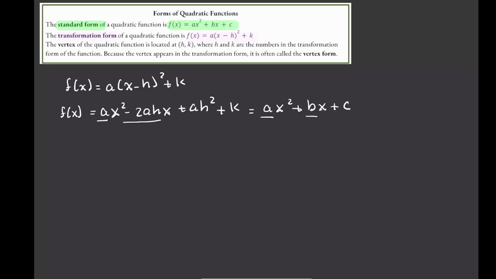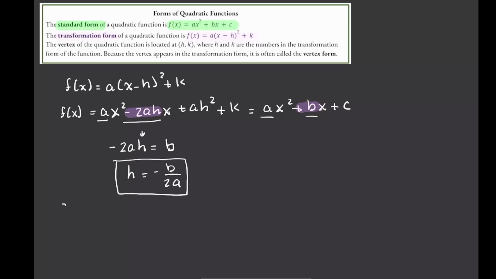Now I am going to take the coefficients in front of the x variable and set them equal to each other. So −2ah is equal to b. And I am going to solve for h here. So h is equal to −b/(2a). The reason I am solving for h is that, using this fact, I can go from any standard form equation to a vertex equation by finding my h value.